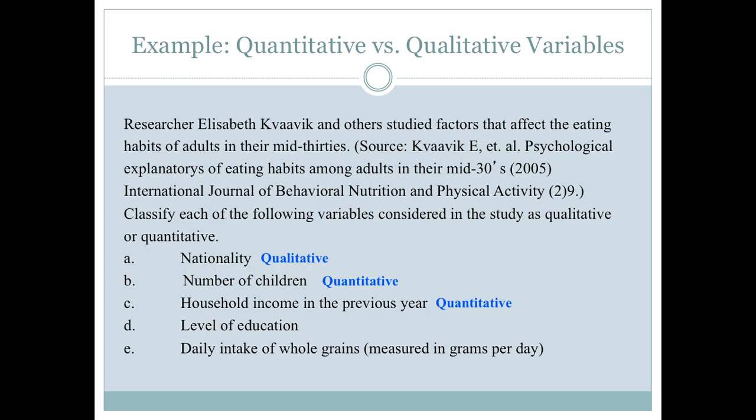Level of education, this would be qualitative because we would have a high school grad, less than high school grad, some college, college degree, advanced degree. Those would be our different levels of education there. And then daily intake of whole grains measured in grams would be quantitative because that's going to be some kind of number.